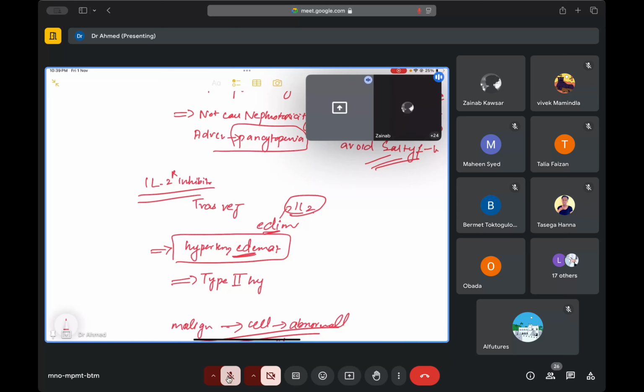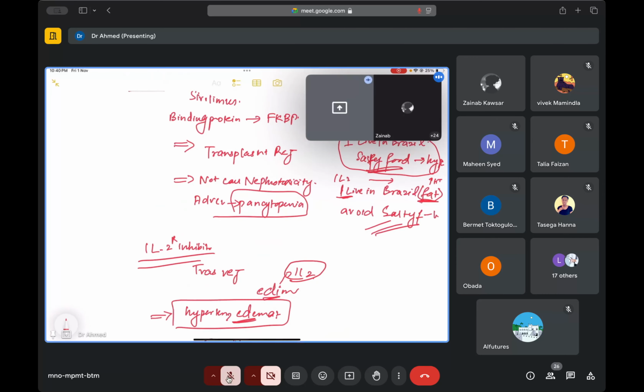You need a mnemonic now. I live in Brazil. Brazilians are fat and they avoid salty food. Brazil for basiliximab. Basiliximab blocks the interleukin 2 receptor. And the side effects are hypertension and edema. Perfect.